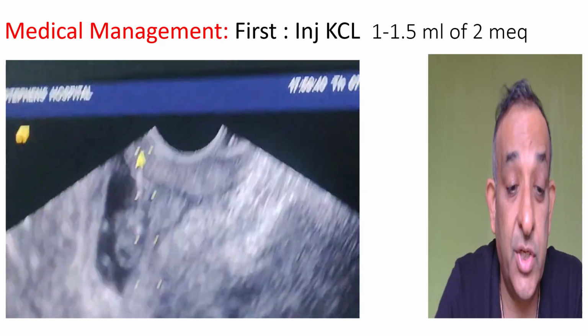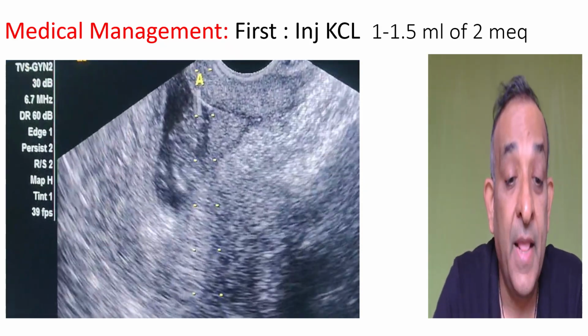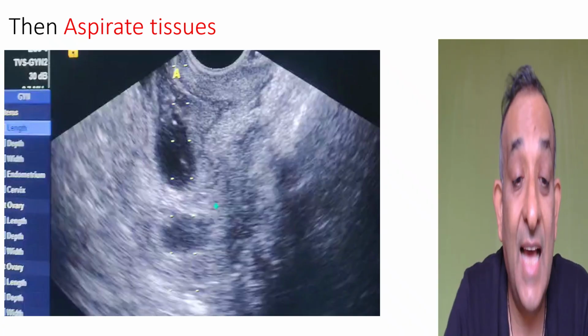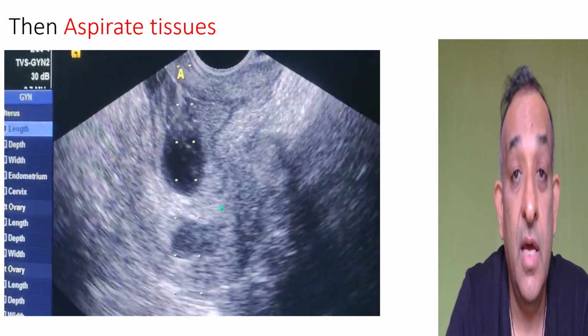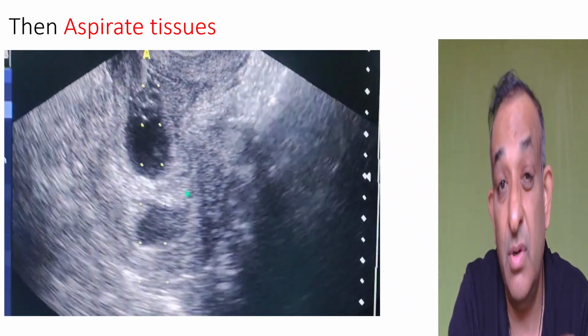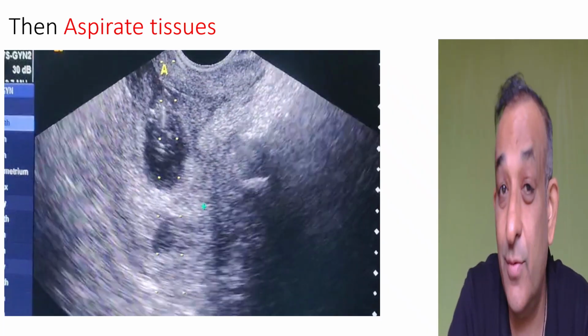So first you assure, yes, see, the KCl is going in now, and this is to assure that there is asystole. And then after that, we aspirate the tissues. We aspirate the fetal tissue. This was around 8.5 weeks of pregnancy, so aspiration was not very easy.